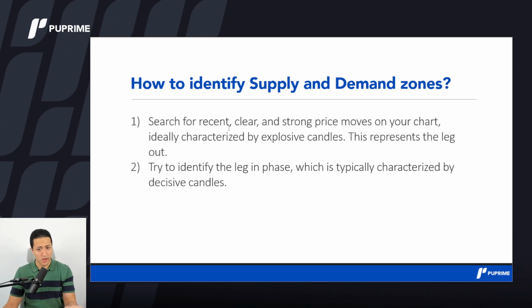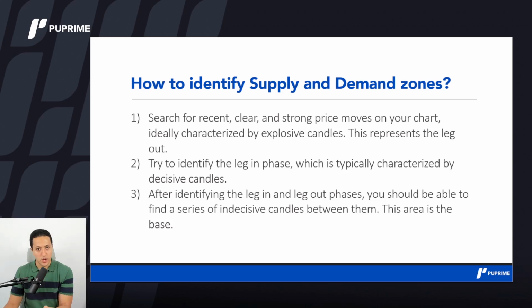Okay, what we have done so far, we have sorted out and found the leg out phase, the leg out movement. We have also searched for the leg in. If we just separate this or mark this, you will be left with the base, which is between the leg in and the leg out. So after identifying the leg in and leg out phases, you should be able to find a series of indecisive candles. 99% of the time, the base should have indecisive candles because it wouldn't really be a base if you had decisive candles or explosive candles.